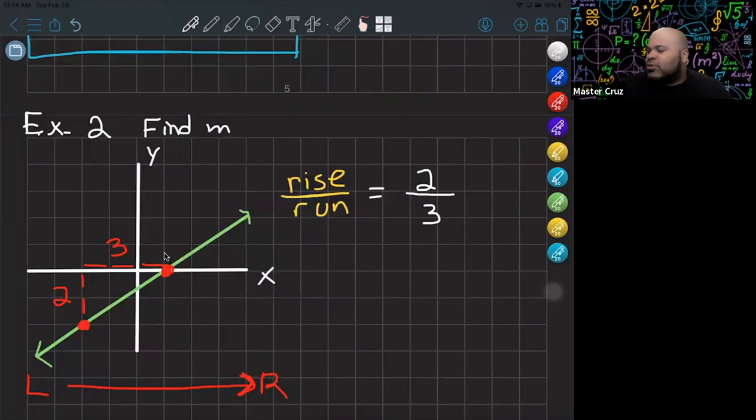So my slope, the slope of this line is 2 over 3. Okay. Now, I need you to double check this. This is the slope. That's it. You're done. But how about if you get confused and you don't know how to do it?